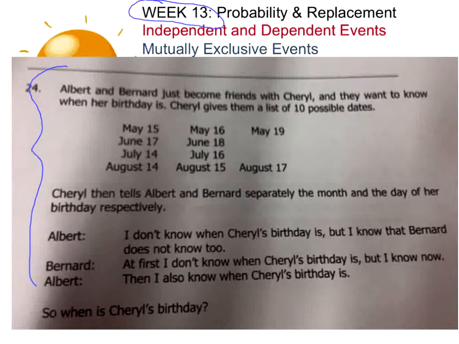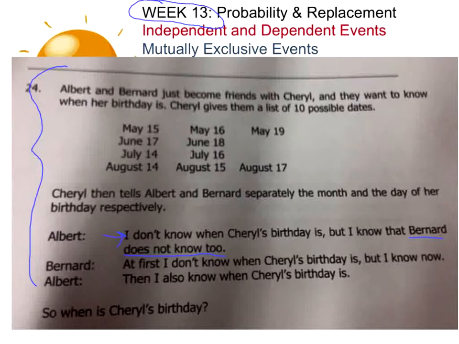But it looks as if there's no answer, like not enough information is given, but in actuality you really can figure out Cheryl's birthday just by Albert saying, I don't know when Cheryl's birthday is, but I know that Bernard does not know too. That's crucial information right here. So just from this first clue, we're actually able to cross off, I think, 5 dates up there. You're like, what? Cross off 5 dates.